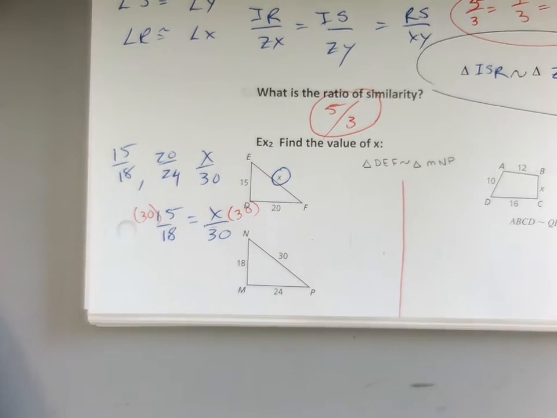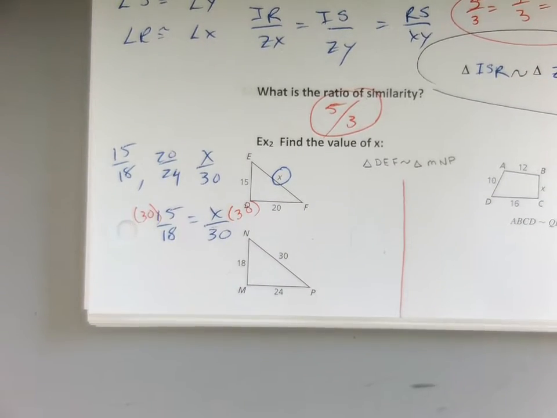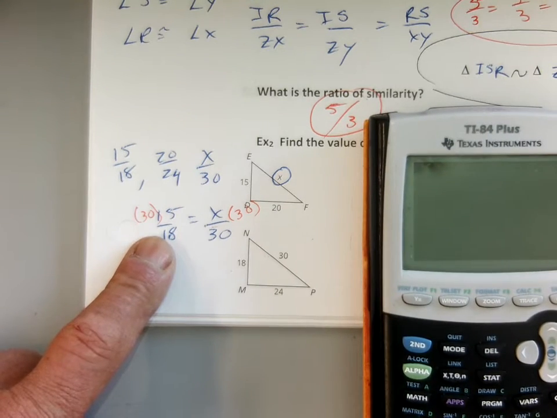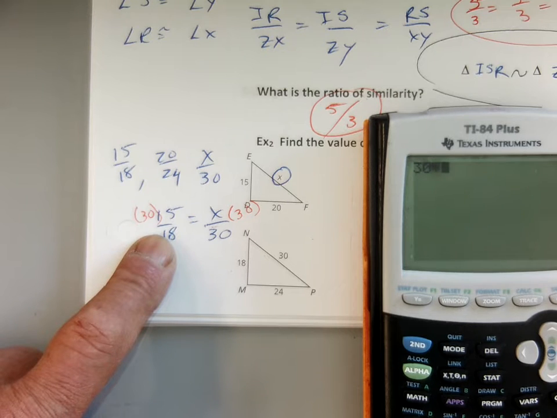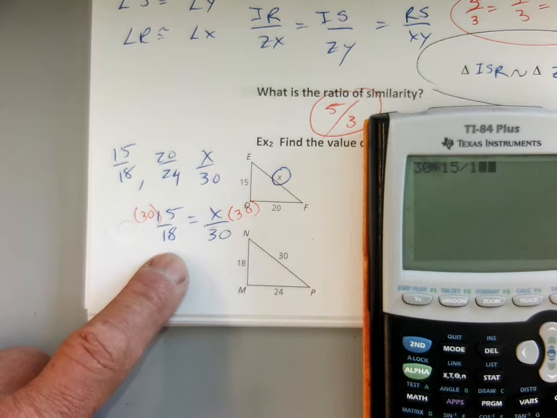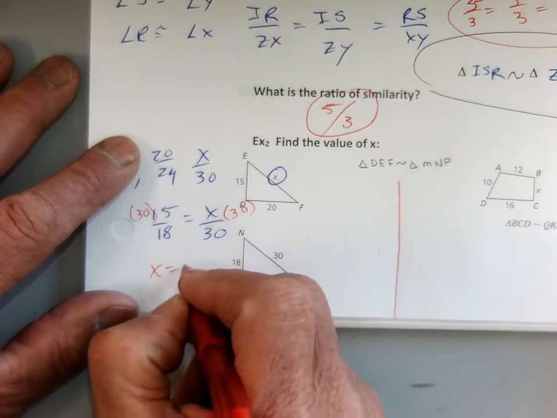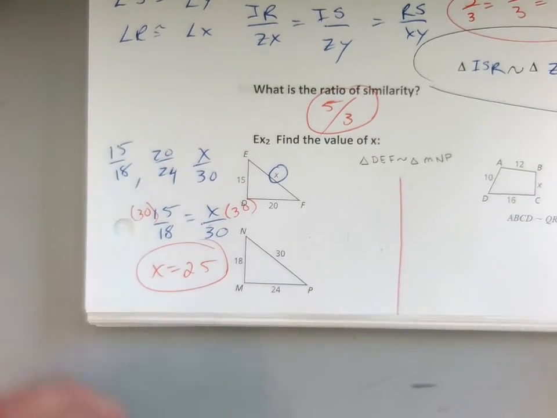Use a calculator. Let's see. Here's one way over here. I'm just going to multiply and divide, right? So I'm just going to go, okay, what is 30 times 15 divided by 18? I get an answer of 25. So the value of x is 25. Okay, thumbs up. Is that pretty easy?